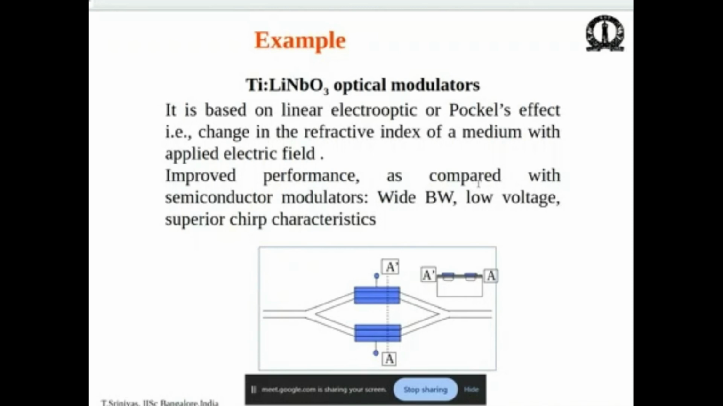One example I would like to give. This is the optical modulator on lithium niobate. Lithium niobate is a crystal which has got electro-optic properties. That means you can change the refractive index by applying voltages. What you see is the interferometer, Mach-Zehnder interferometer.